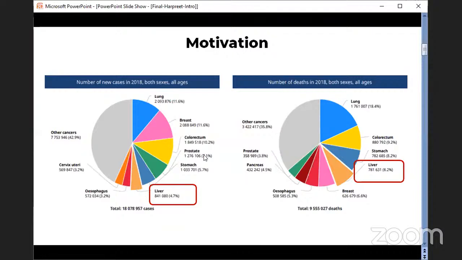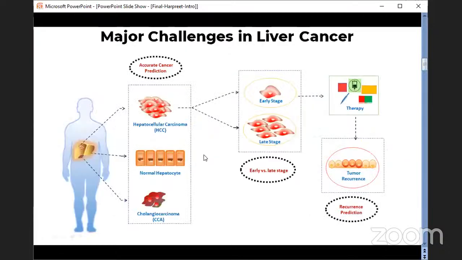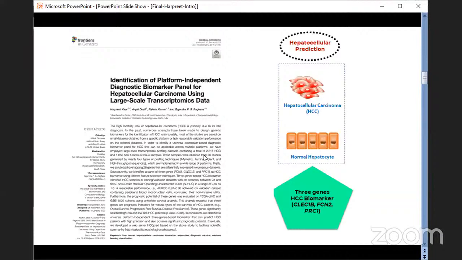Liver cancer is considered the sixth major cancer in terms of incidence and fourth in terms of mortality. The major issues associated with liver cancer include its inaccurate diagnosis and its late diagnosis, specifically at a later stage. Another reason for the poor prognosis of patients is tumor recurrence. So, keeping these concerns in mind, we have tried to address these issues using various bioinformatics approaches.